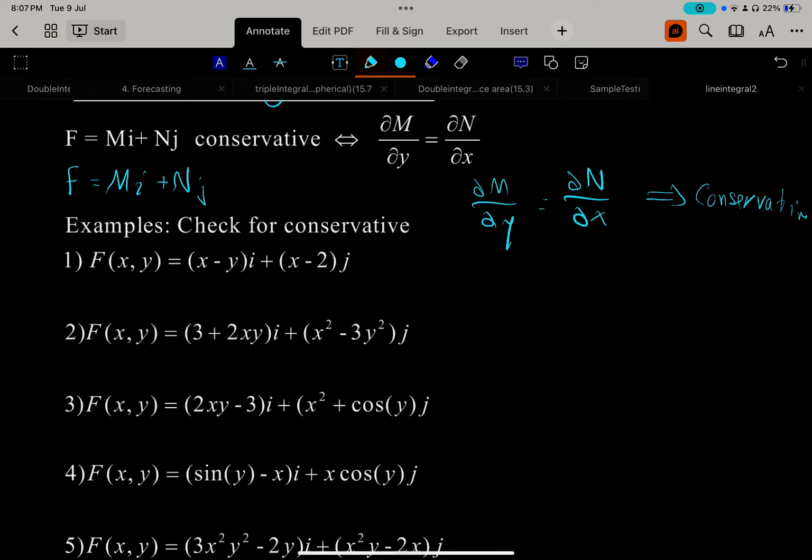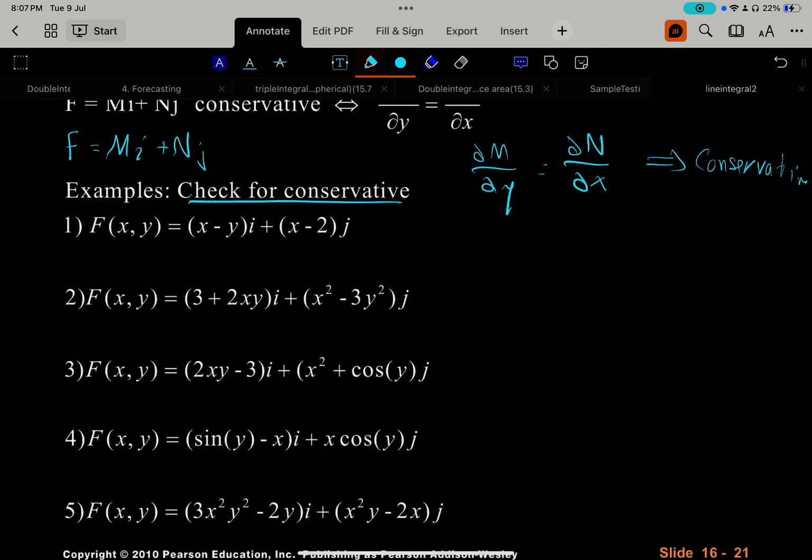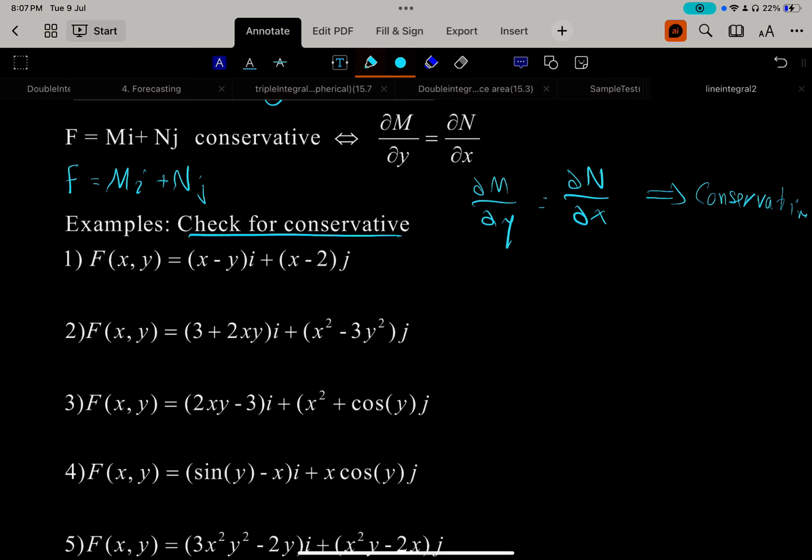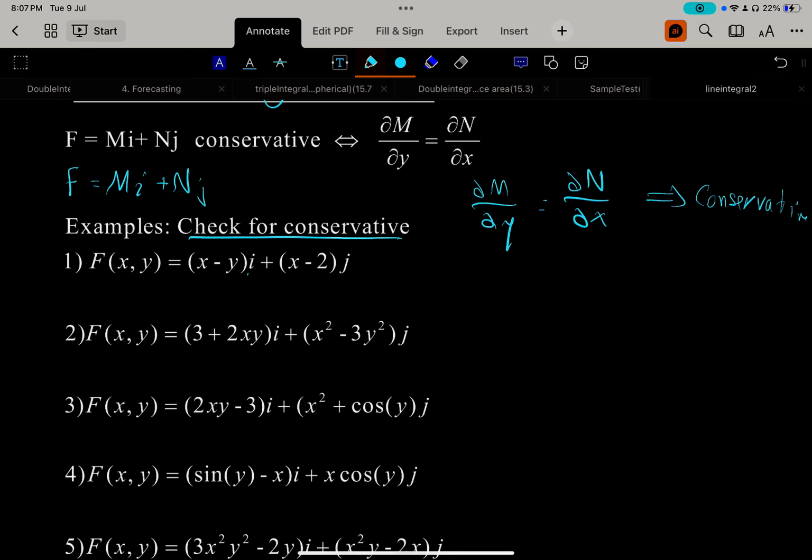So here are some examples. We're asked to check for conservative, and that can be easily done. Let's say first this is M and this is N. Now the partial derivative of M with respect to y is -1, and the partial derivative of N with respect to x is 1. So with respect to y is -1, with respect to x is 1, and they are not equal, so not conservative.